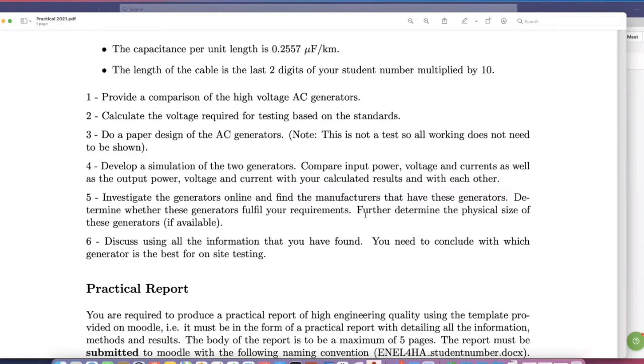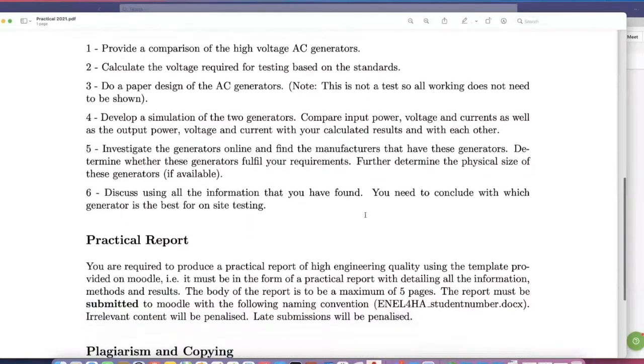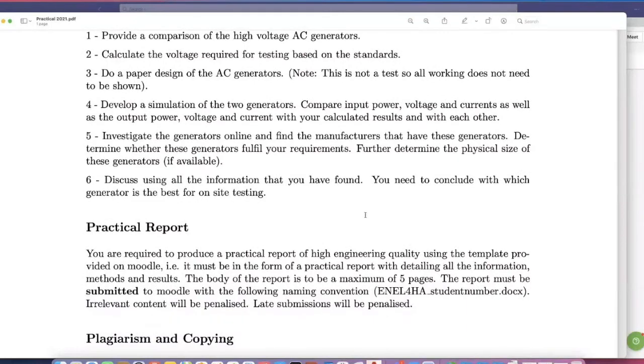Once you've found all the information, you can use your simulated information and results, as well as the online information, to discuss the two generators, and your main conclusion should be what the best generator to use on site is. So the submission must be in the form of a report.